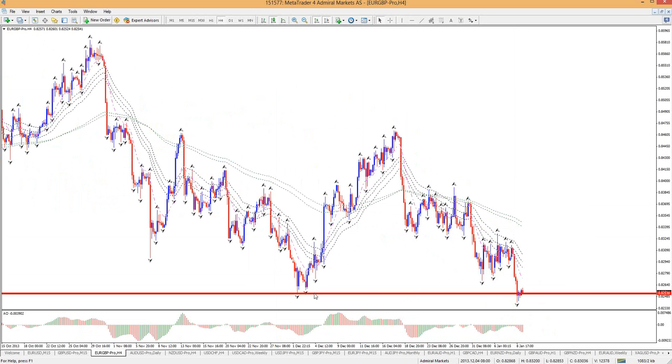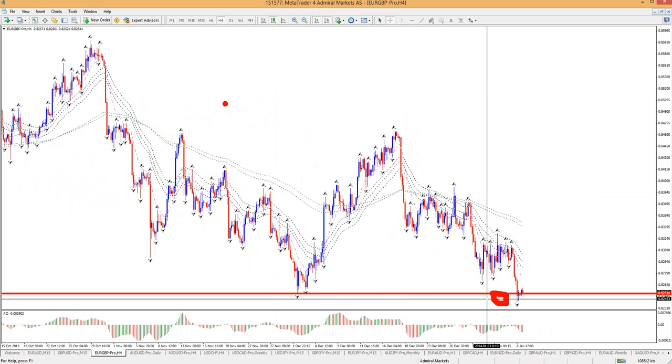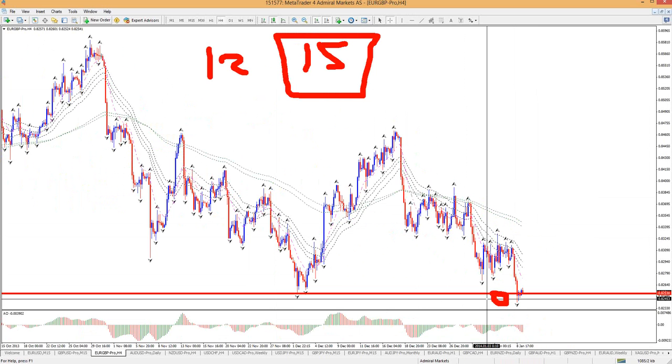We have a support level which was more or less broken. Not all too much though. No candle close below it, and it's only a 12 pip break. What do we know about 12 pips, or 15 to be exact? Any break of a top or bottom by less than 15 pips is actually not a full break as yet. According to the Handbook of Technical Analysis, anything more than 15 pips is a full-fledged break.